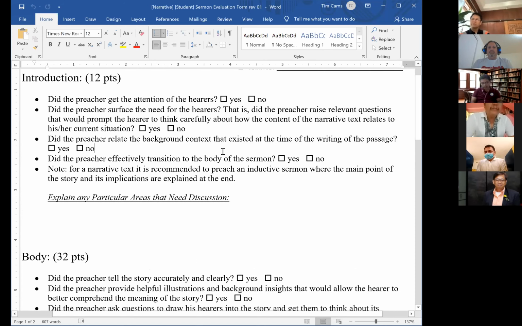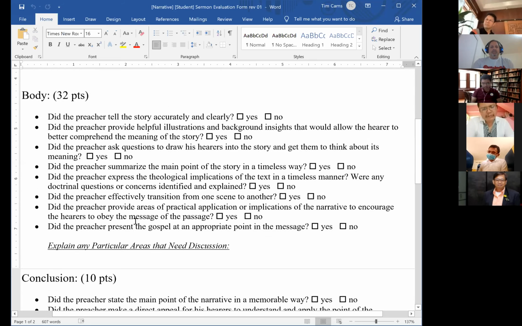All right. Any other questions about the introduction? As you can see, guys, it's 12 points out of the 100. It's for the introduction. So it's not a significant part of the overall grade for the sermon, but it is important. Obviously, the body of the sermon next is more significant, more important. It's a larger portion of the sermon. And so it's a third of your grade is on the body.